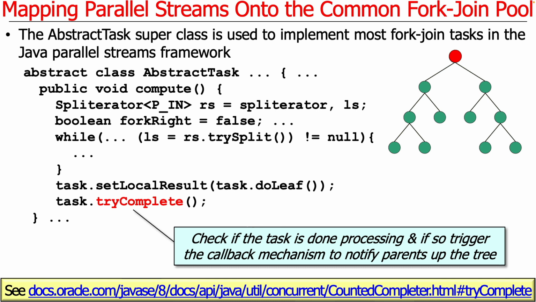And then the final thing that happens as the method completes is the try complete method is called. And the try complete method is a call on the counted completer. And try complete will check to see if all the processing is done for all the things that are running in parallel. And if so, it will then notify the parent up the tree in order to start the process of merging everything or joining everything together to have the final single reduced result, which will be the result at the top of the tree. Super complicated stuff.